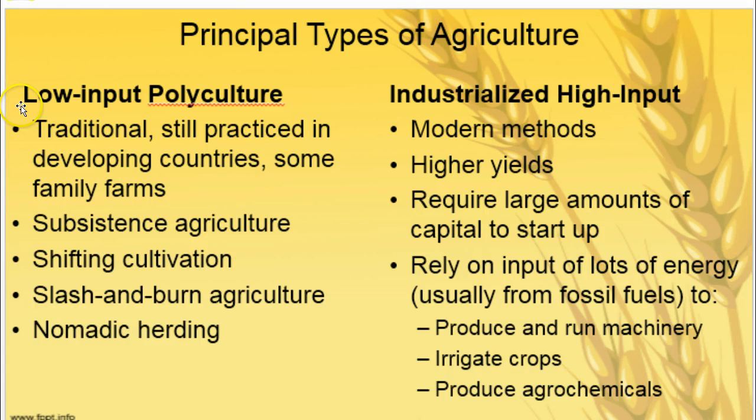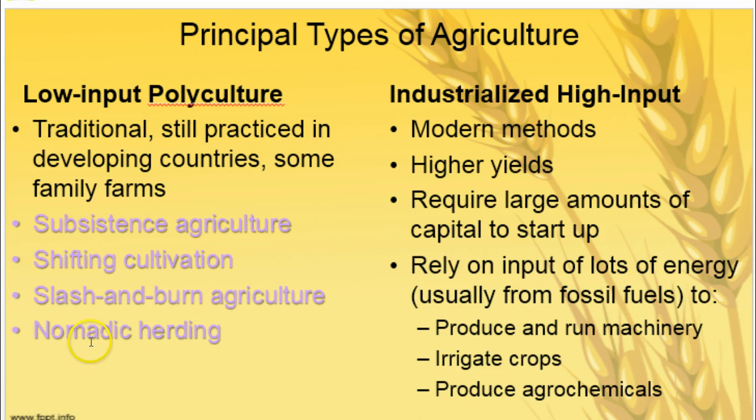So the traditional farming practices are still practiced in developing countries, and many of these practices are still happening on family farms in the highly developed countries as well. And this would include things like subsistence agriculture, which is basically when you just grow enough food for your family to survive. You might from year to year have a little bit extra food that you can sell, but for the most part you're just trying to provide food for your own family. That's subsistence. And a lot of these other types under here kind of fall under subsistence agriculture.